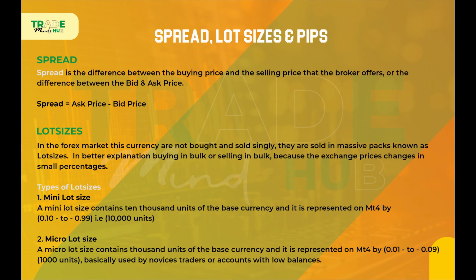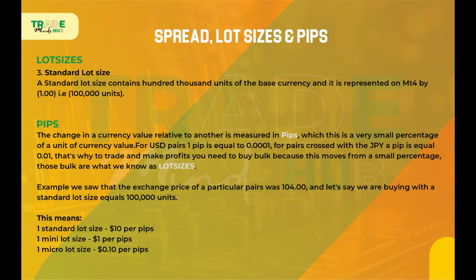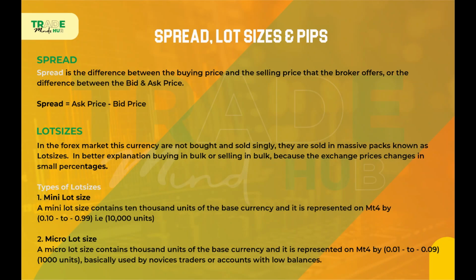So what are these lot sizes and what are their types? We have 3 different lot sizes. This is the mini lot size, this is the micro lot size, and this is the standard lot size. A mini lot size is second to the highest. A standard lot size is the highest, while the micro lot size is the smallest.